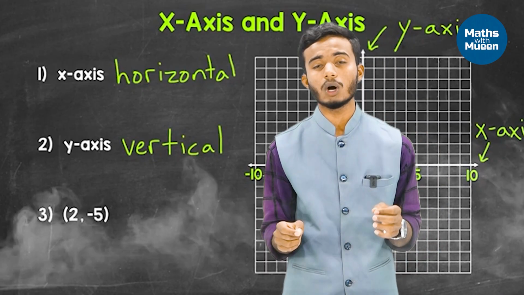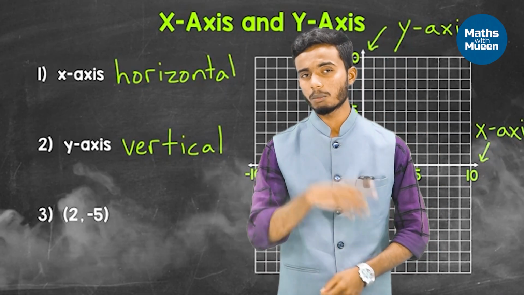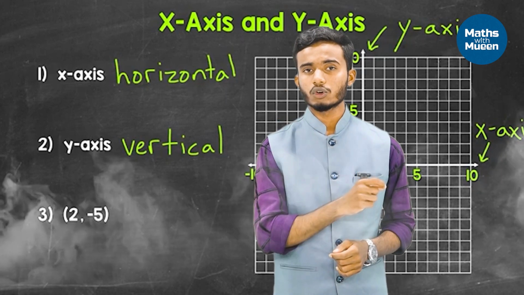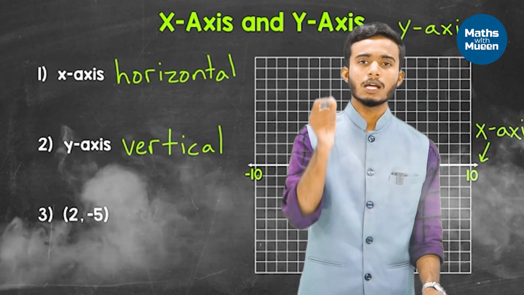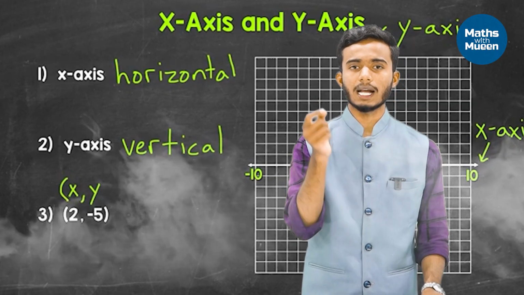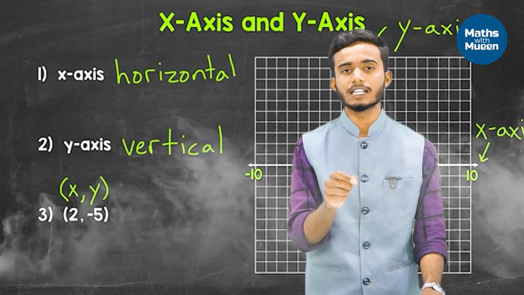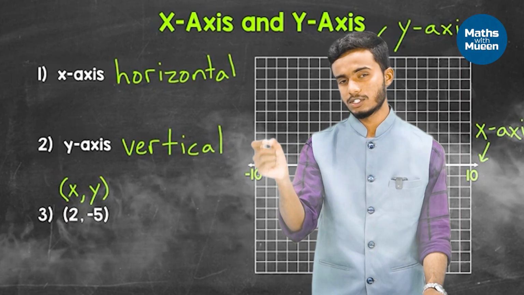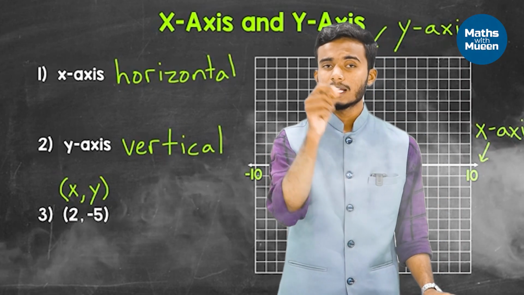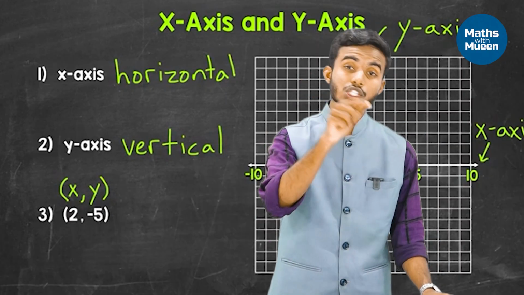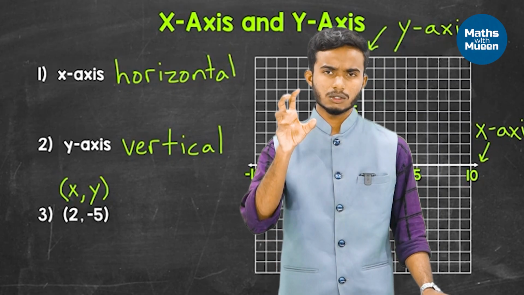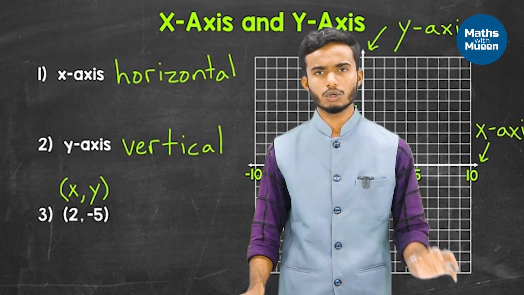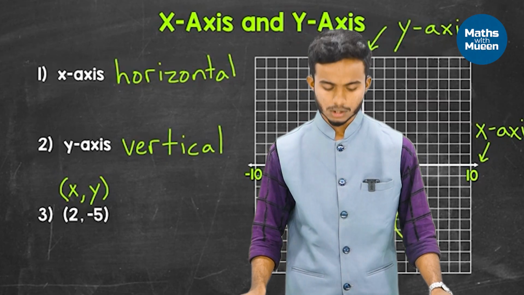What are the coordinate points of the origin? 1 mark question. The coordinate points of the origin are 0, 0. What are the coordinates if the point lies on the x-axis? Then it is x, 0. If it lies on the y-axis, the coordinates will be 0, y. Okay, these are some important tips you should remember before going to solve this problem.